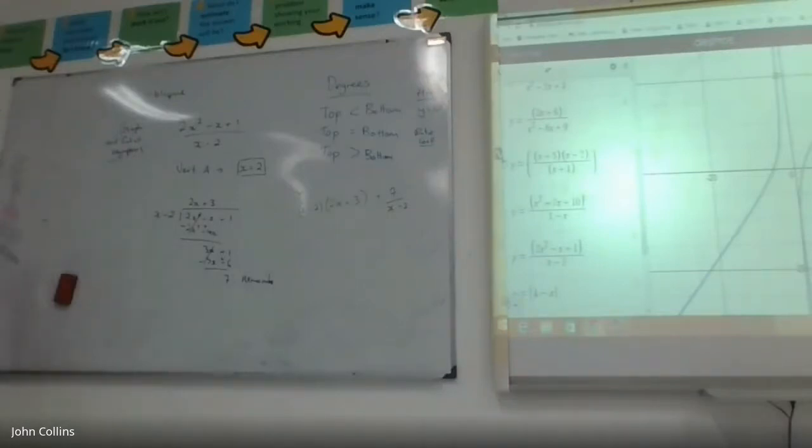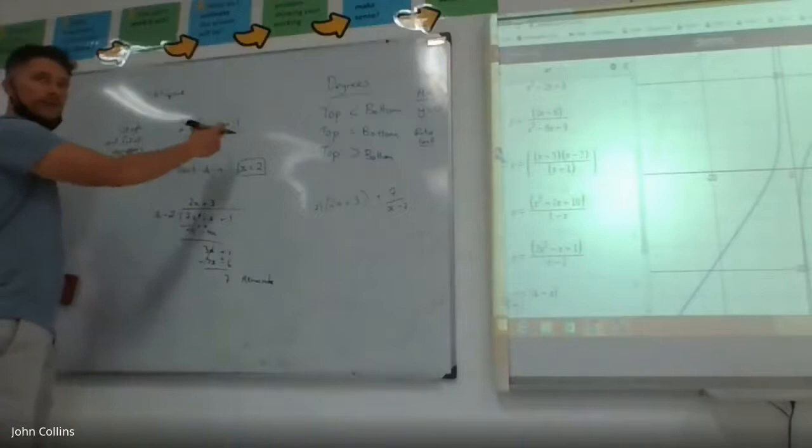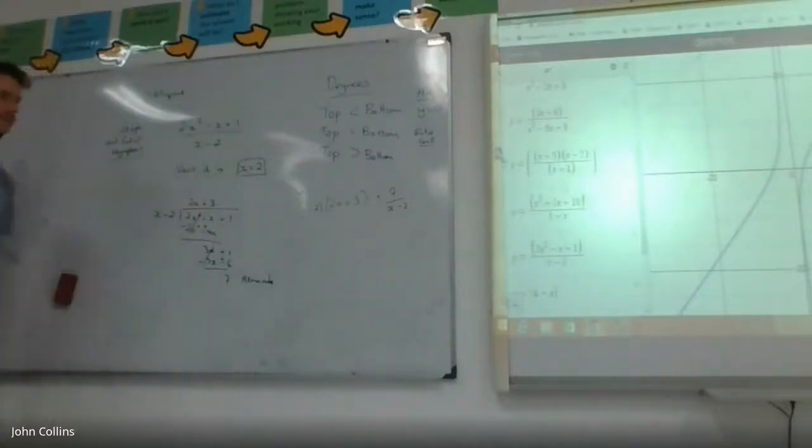That means 2x plus 3 is a factor of that, right? With the remainder of 7. Well, that's not a factor then. If it was a factor of it, we could factorize. At the moment, we can't factorize that. That's not going to give us that factorized.